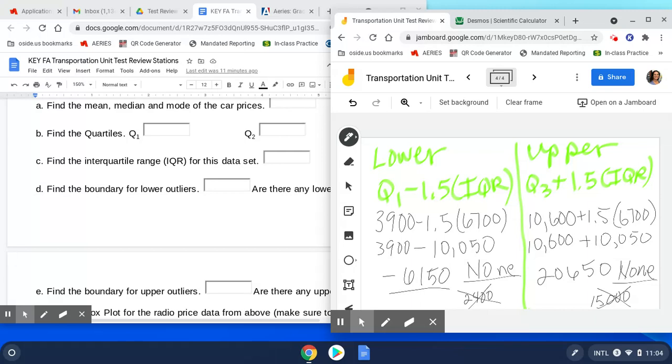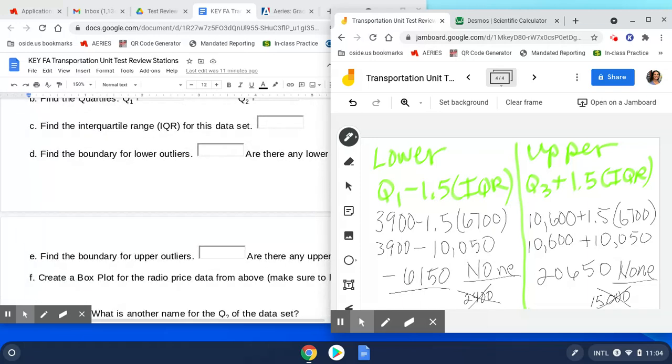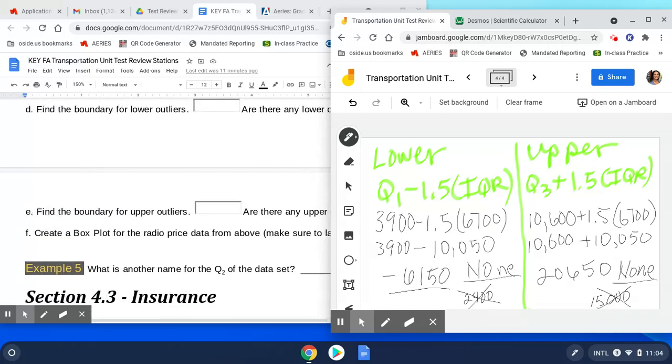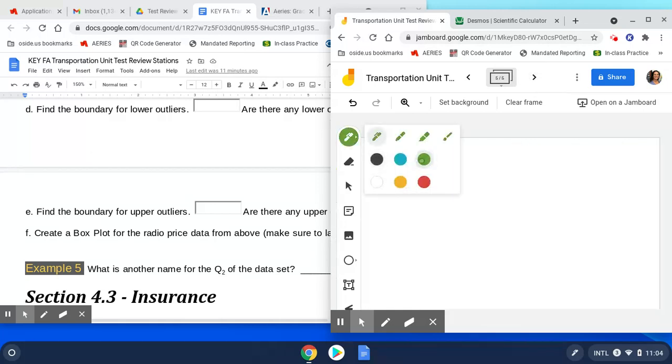So we use these boundaries to see: do I have data below it? Do I have data above it? And we don't. And then we're going to create a box plot for the radio price from above. Since there's no outliers, that makes it nice and easy.